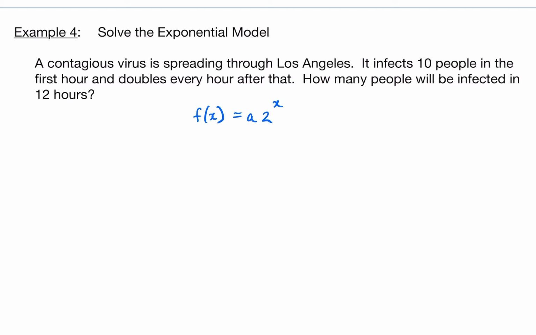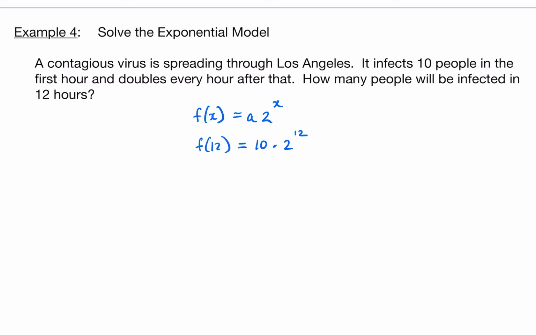And so when we go ahead and solve this, we're going to need to answer the question, how many people will be infected in a matter of 12 hours. So the way to set this up is this is going to be f of 12 because we're solving for 12 hours. All right. The initial amount was 10 people times 2 to the 12th power. Okay, 2 to the 12th power.